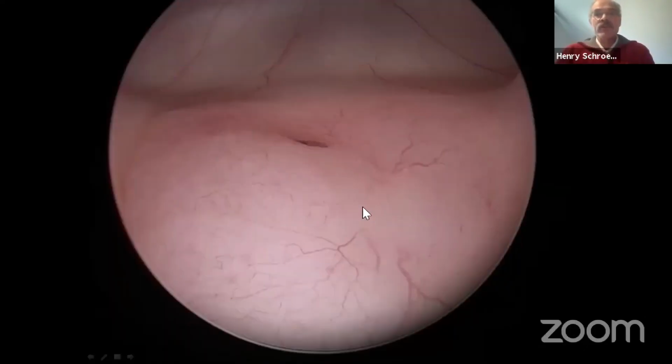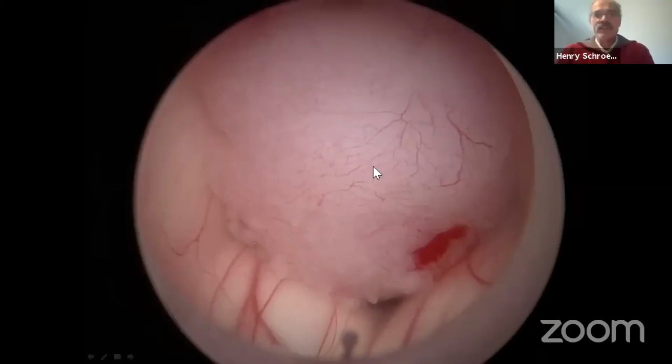Sometimes if you have a tumor, the anatomy is distorted. This is the infundibular recess here. And you see here, this is a medulloblastoma completely covering the floor of the third ventricle.